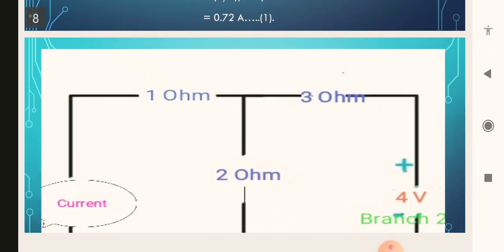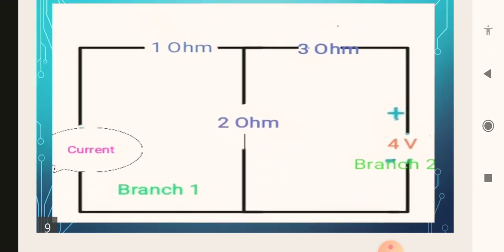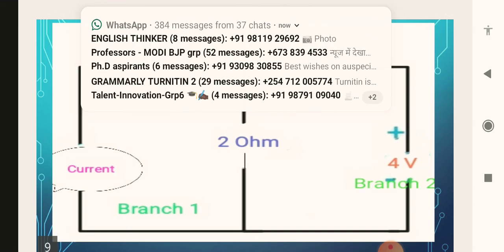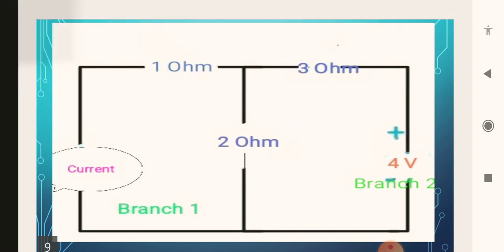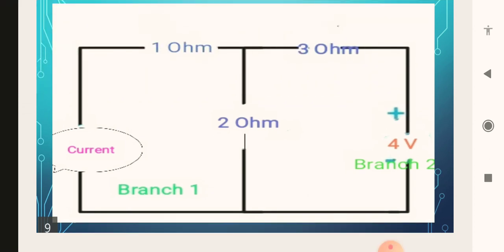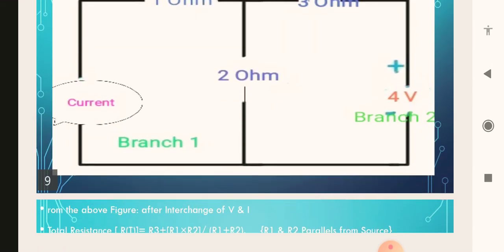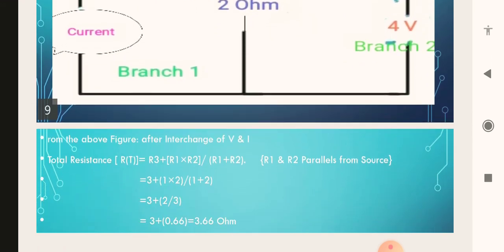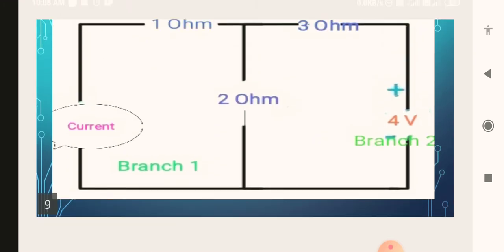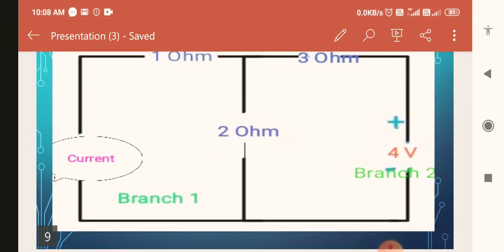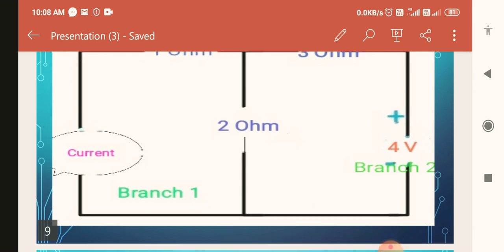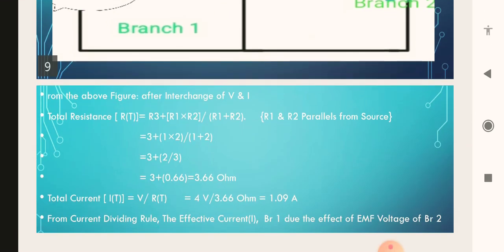Now, after interchanging, what do we get? Everything, the resistances, remains common. The difference is that the current and voltage have shifted, interchanged. Now we need to find the current in branch 1 due to the effect of the voltage of branch 2. Again the same formula, as we did in the previous case.